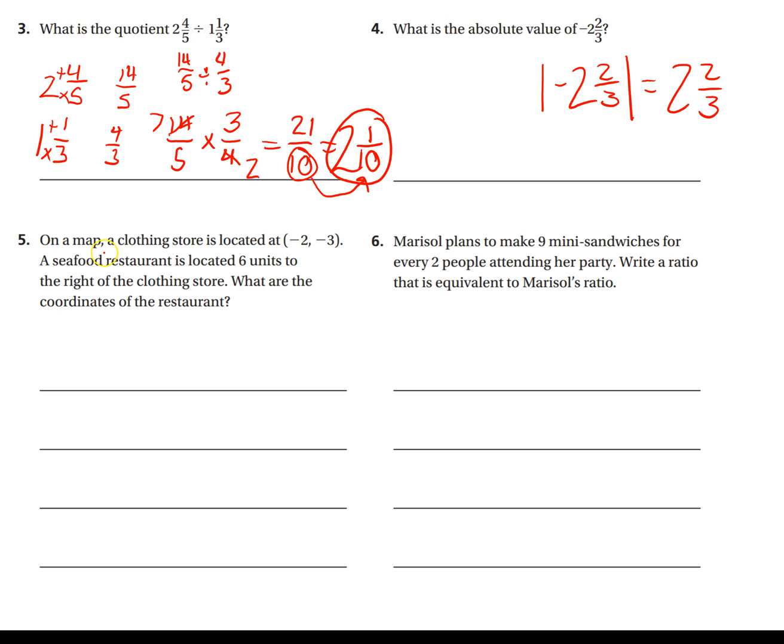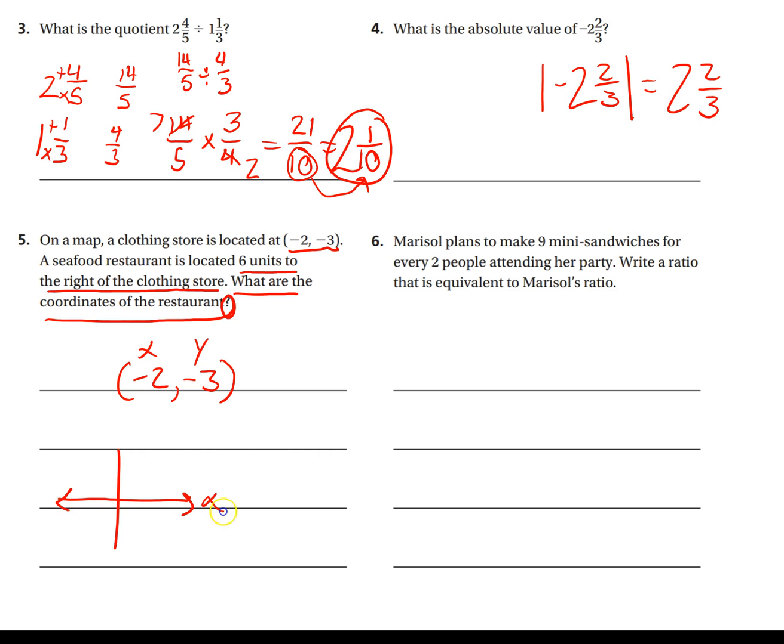Okay, number 5, on a map, a clothing store is located at -2, -3. A seafood store is located 6 units to the right of the clothing store. What are the coordinates of the restaurant? Okay, so we have -2 and -3. And remember, this is x, this is y. If I draw a coordinate plane, this is x, this is y. Y's in the sky. And we always move across the x-axis first. Our first number is on the x-axis, and the x-axis is right or left.